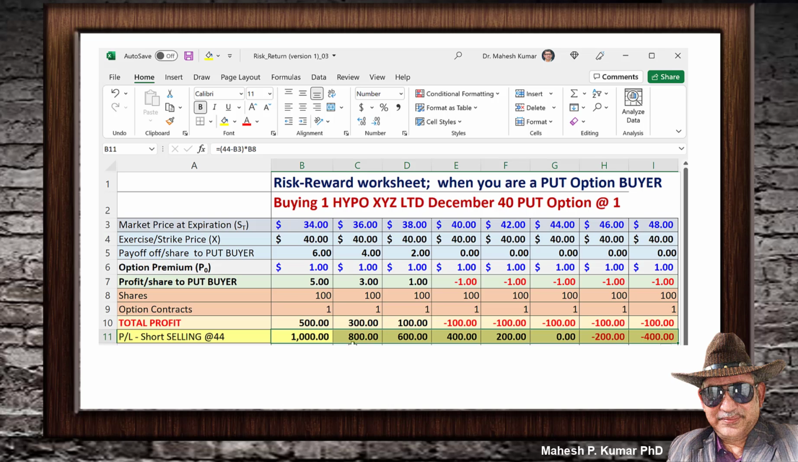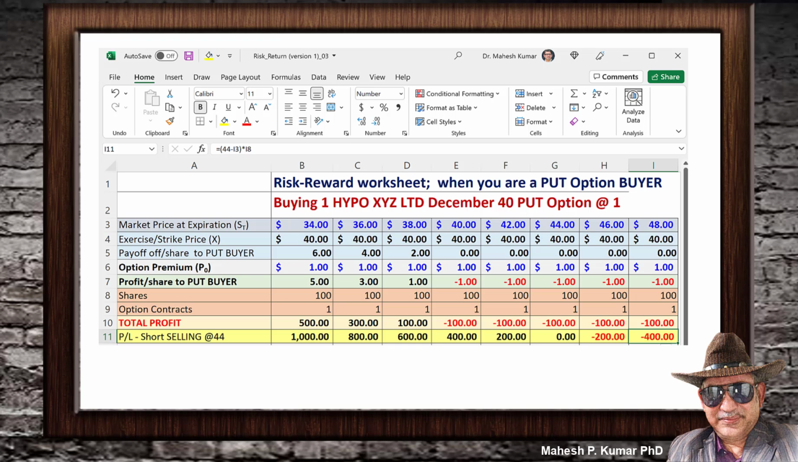But in other price situations, your profit will differ like this. And your break-even point, of course, would be 44, assuming that there are no costs of trading, right? So if you have shorted the stock at 44 and you purchase at 44, assuming no trading costs, your break-even in short selling is at the market price of $44. But if it goes above 44, naturally you are bearish and price is now going up, so you will lose.